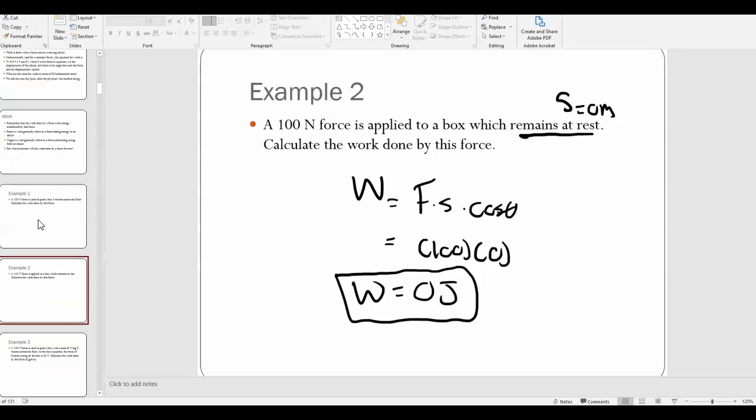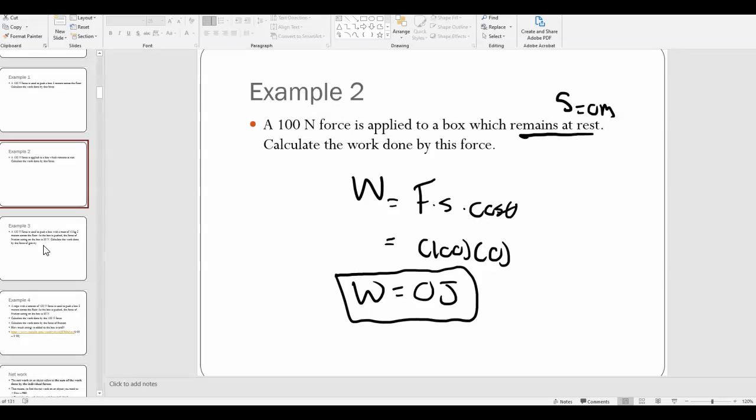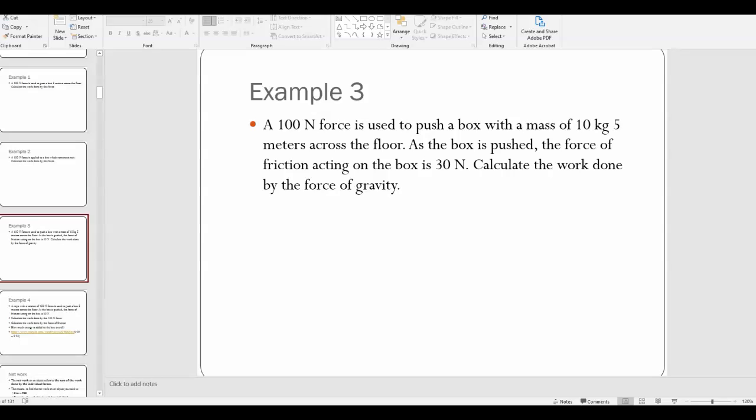Okay, so let's go to the next one. Example 3. Now we're going to mix it up a notch. It says a 100-newton force is used to push a box. Same applied force is used to push a box. This is my applied force. It's used to push a box with a mass of 10 kilograms, and it's pushed 5 meters across the floor. So very similar setup to what we've had before.